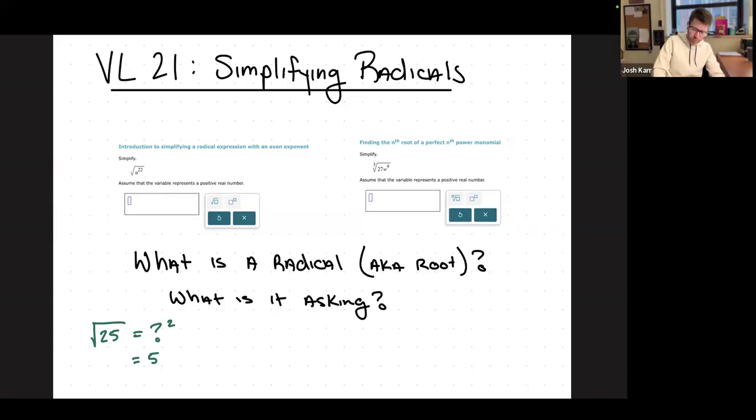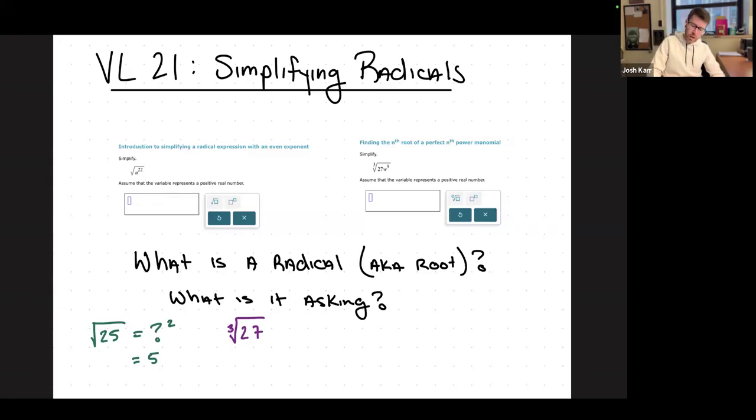Besides the square root, we can also see different types of radicals. We can see a cube root. So if I say cube root of 27, where a square root was asking what got squared to arrive at 25, a cube root is going to ask what got cubed? What got multiplied by itself 3 times to arrive at this 27?